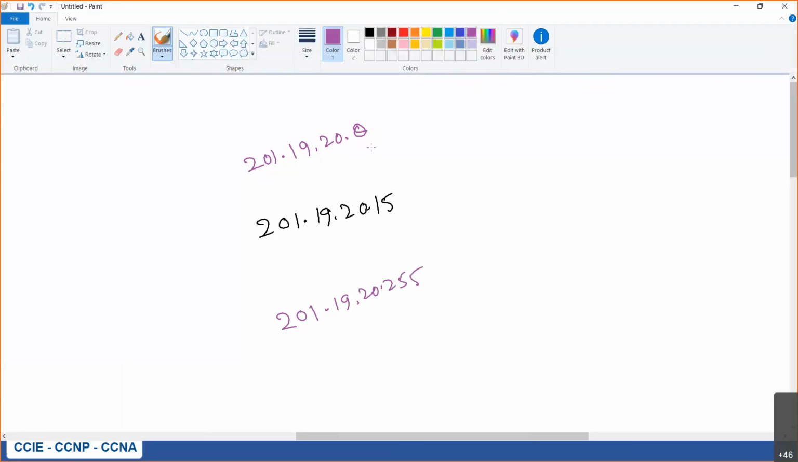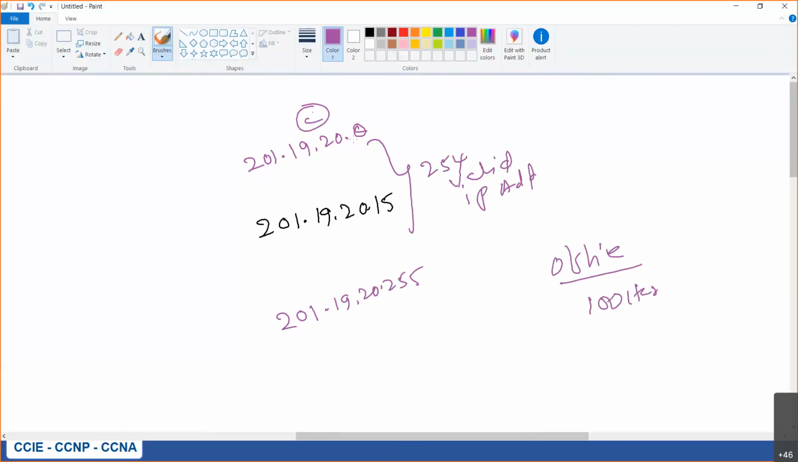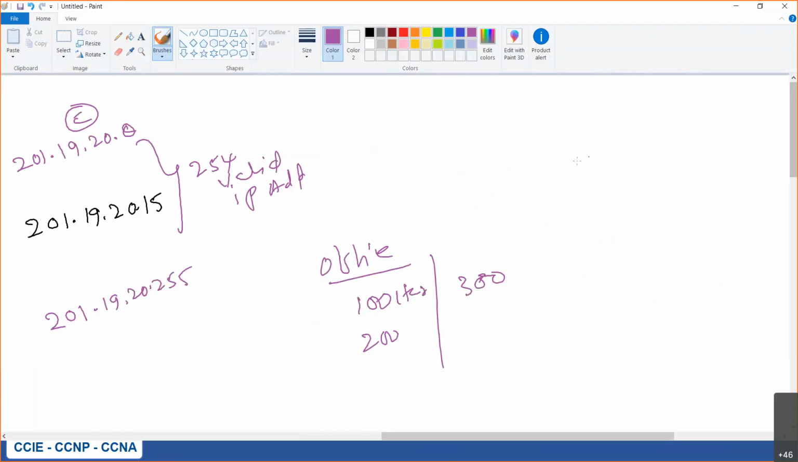201.19.20.255 is the broadcast ID. In between, we have 254 valid IP addresses available. So if your office requirement is 100 IP addresses, meaning 100 hosts, yes, you can use Class C addresses. If your requirement is 200 IPs, yes, you can use Class C addresses. If your requirement is 300, then which class is recommended? You can go for Class B, right? So for Class B, each network has 65,534 addresses available. Okay.